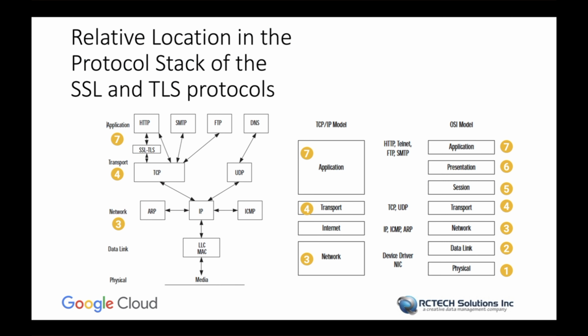So this is the relative location in the protocol stack of SSL and TLS. What you see here is the OSI model, and there are multiple layers. Physical is the first layer and application is the seventh layer. In between, there are five layers, totally seven layers.